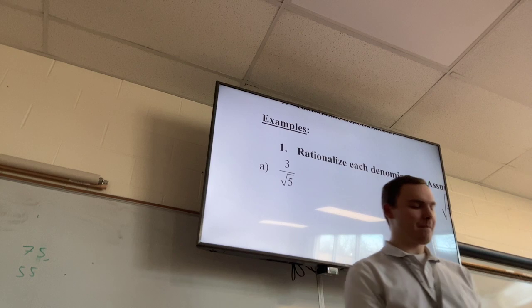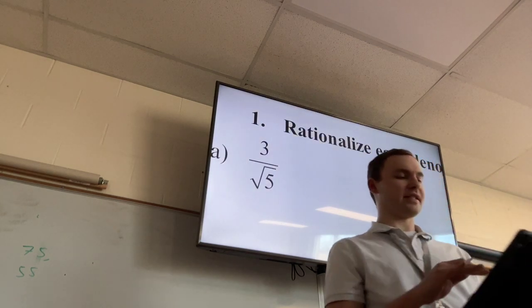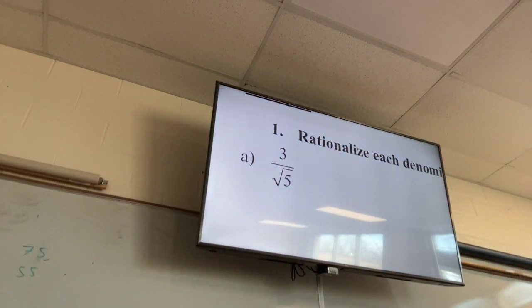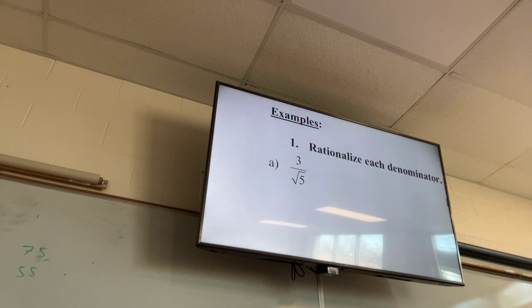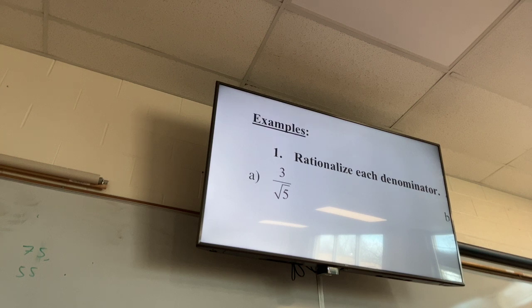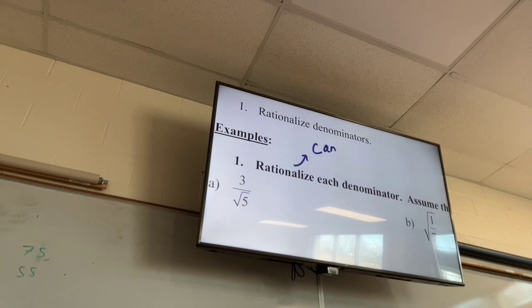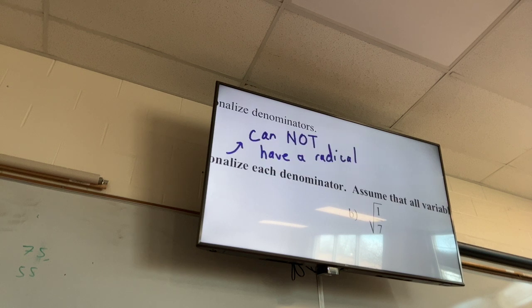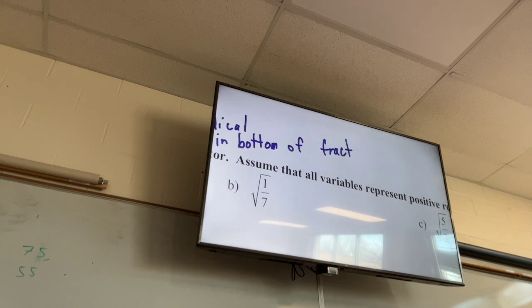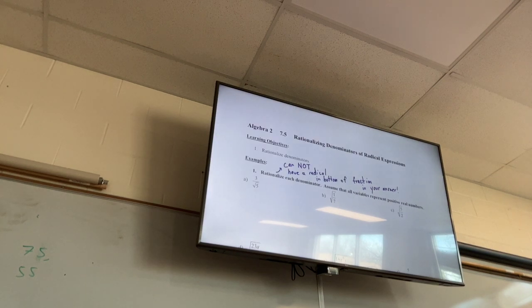But so far, when you are doing a problem like this, let's say you're simplifying a radical or adding or subtracting radicals or multiplying radicals, when you get your final answer, you cannot have a radical in the bottom of a fraction in your answer. Can't have it. It's bad. Okay?